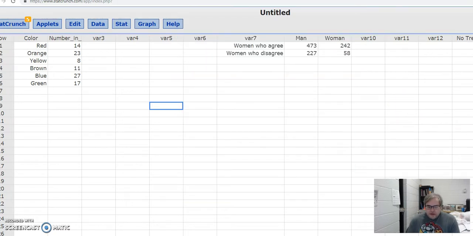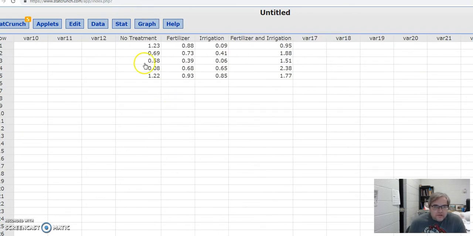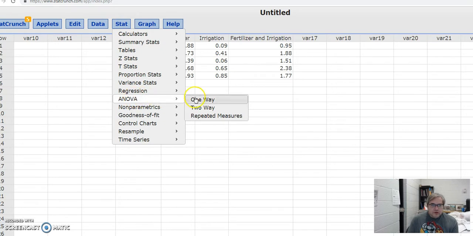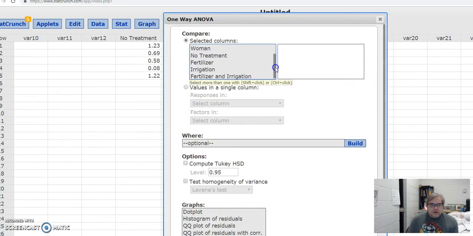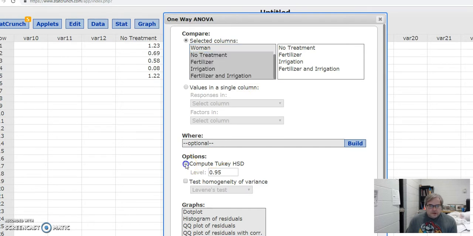If I next want to do an ANOVA, here I have 4 treatments: no treatment, fertilizer on some crop, irrigation on some crop, and fertilizer and irrigation on a crop. So I'm looking for a mean of whatever they're measuring with these different treatments, but this is one-way ANOVA. Make sure I get all of them here. Check my Tukey again for habit. Hit compute.